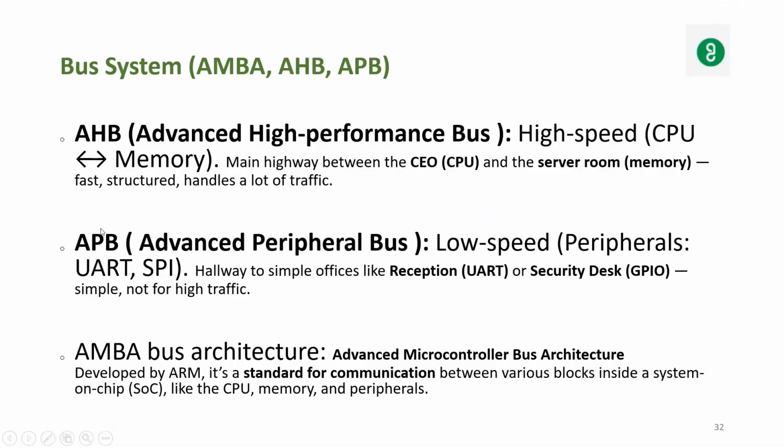APB, the Advanced Peripheral Bus, is low speed. It is used with UART and SPI. It communicates between UART and GPIO. It is simple and not used for high traffic.